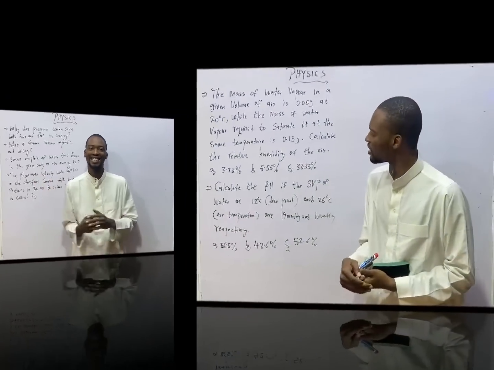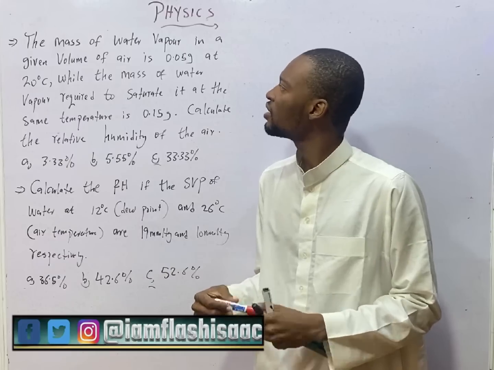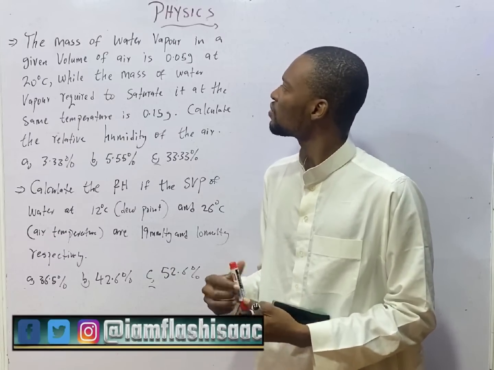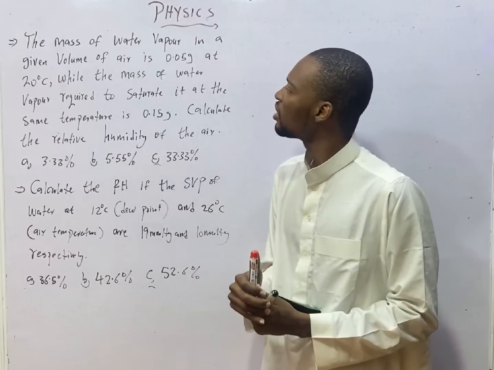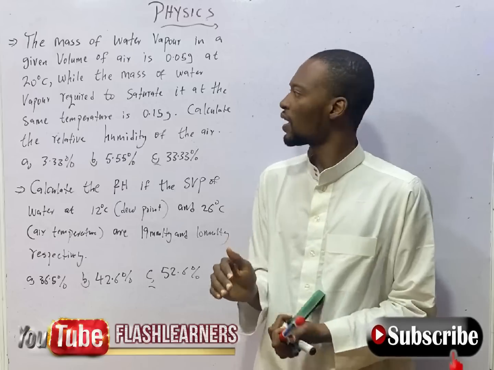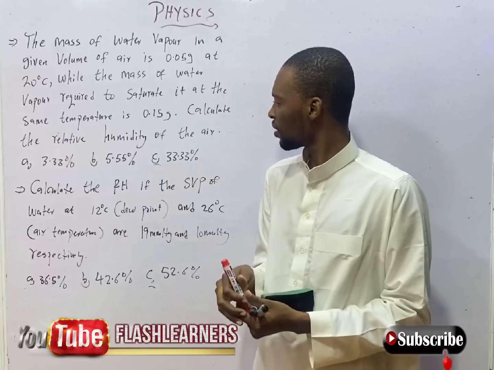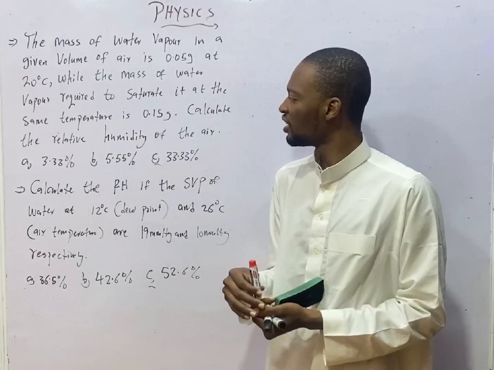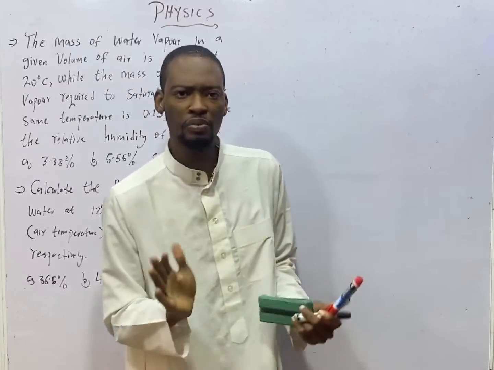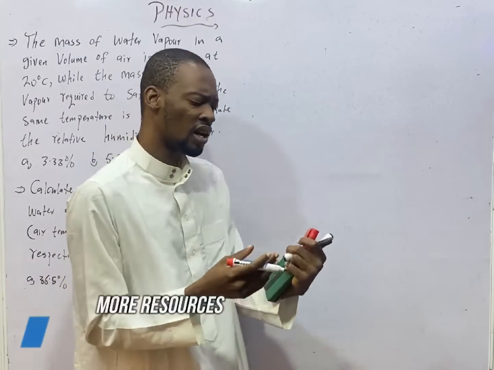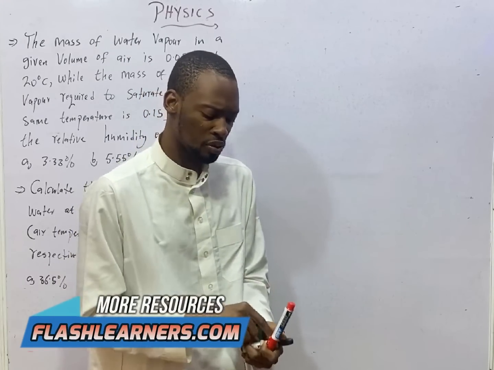It says the mass of water vapor in a given volume of air is 0.05 grams at 20 degrees Celsius, while the mass of water vapor required to saturate it at the same temperature is 0.15 grams. Calculate the relative humidity of the air. This should not be a problem to us at all, and no question under relative humidity is actually difficult for you to answer.